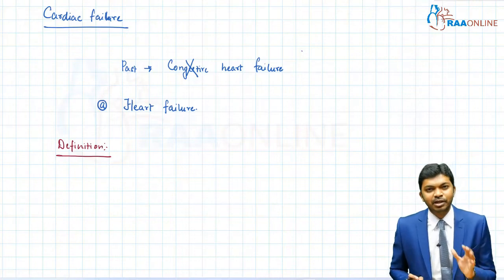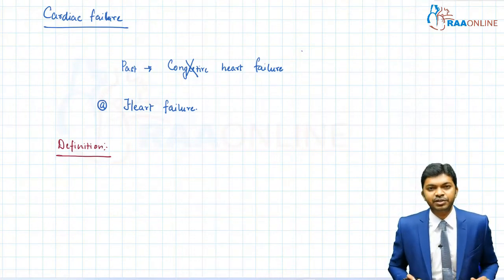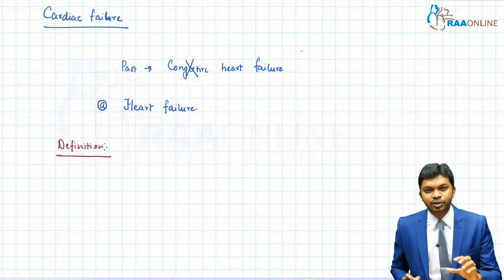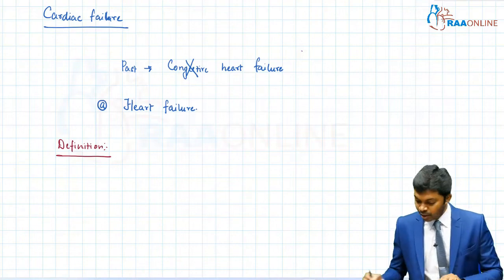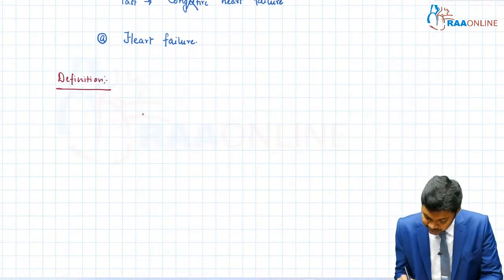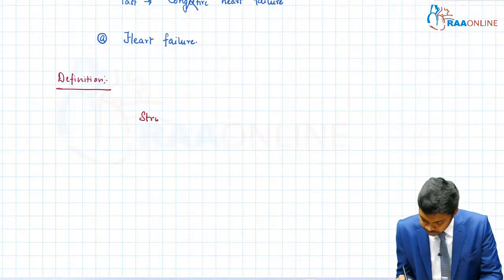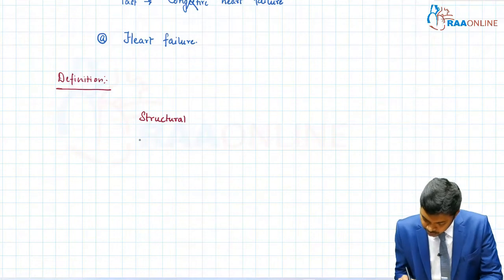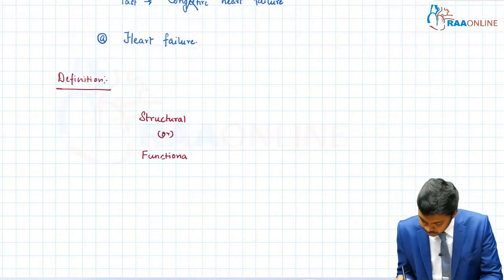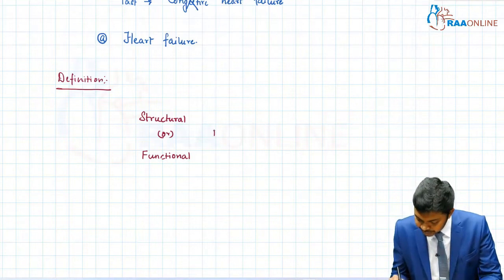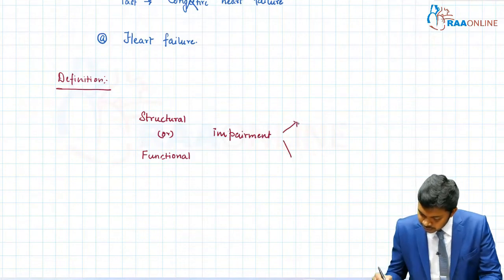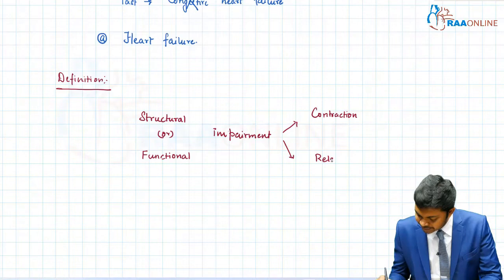So guys, as per the American College of Cardiology Foundation and American Heart Association, the definition of cardiac failure is restricted to a very simple presentation, wherein we see a structural or functional impairment in cardiac contraction or cardiac relaxation or both.